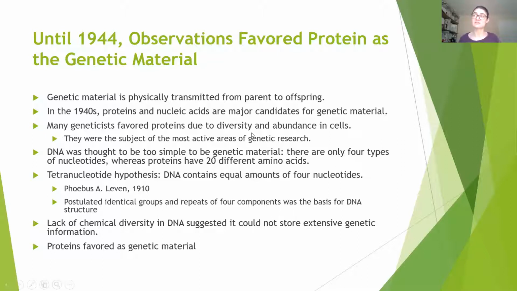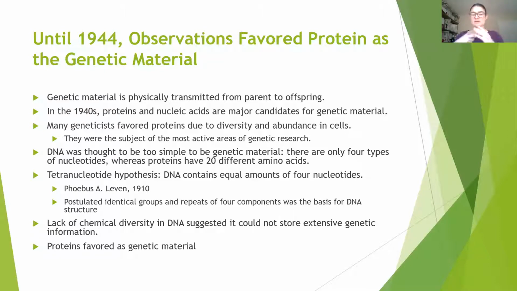So DNA, basically Phoebus A. Levine kind of hypothesized this tetranucleotide hypothesis. Tetra meaning 4. They knew that DNA had 4 building blocks. And so what he thought was that these 4 building blocks were repeated over and over again. So ACTG, ACTG, ACTG, ACTG, meaning that in the end, the DNA contained equal amounts of its 4 nucleotides, diminishing the ability of making more combinations and permutations to very, very small.